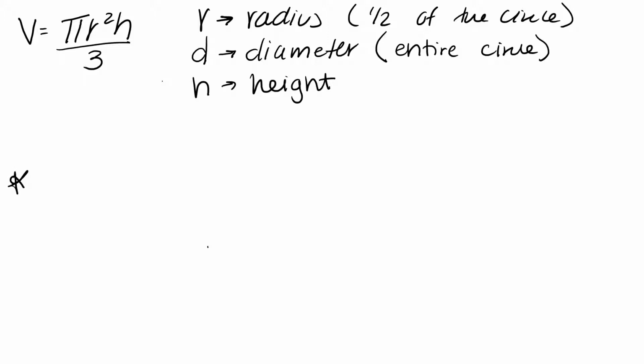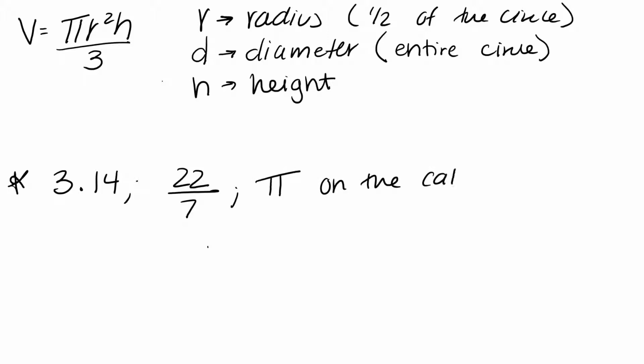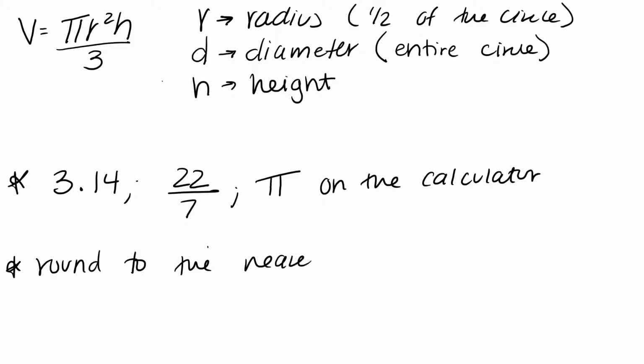You can use 3 values for pi. The pi symbol is represented by 3.14. You could also use the fraction 22 over 7. If nothing is specified, you use the pi button on the calculator. We are going to round to 1 decimal place, which is the 10th value.